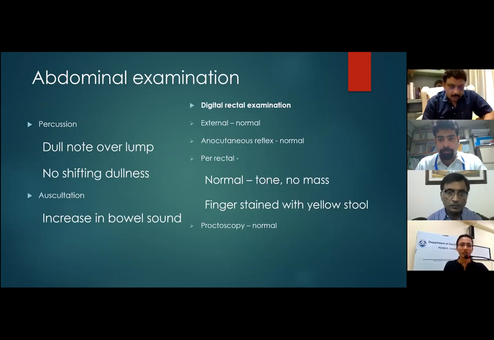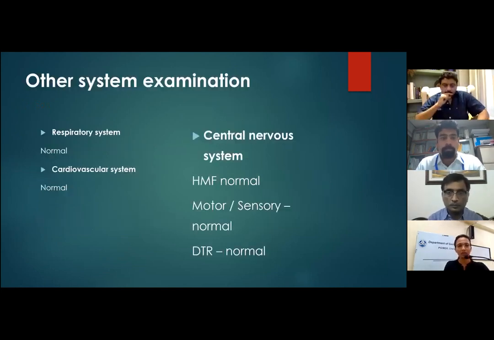On percussion, there was a dull note over the entire lump. There was no shifting dullness. There were increased bowel sounds on auscultation. There was no bruit on the lump. On digital rectal examination, external examination was normal. There was no palpable mass on the rectal examination. The tone was also normal. Finger was stained with yellow stool. Proctoscopy was also normal. The rest of the systemic examination was also normal, including respiratory, cardiovascular system, and central nervous system.